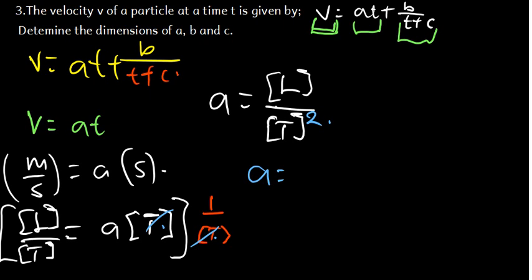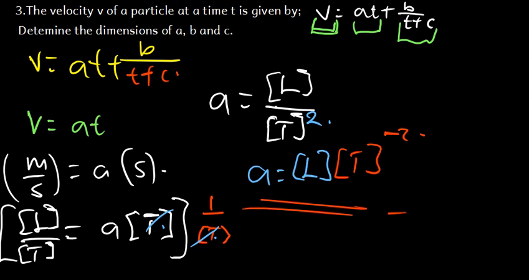L, and then we put the power -2, T to the power -2, meaning I've removed it from the denominator and put it in the numerator. That's the reason why I put -2. So this is the dimension for a.